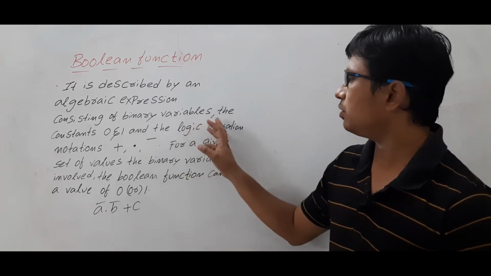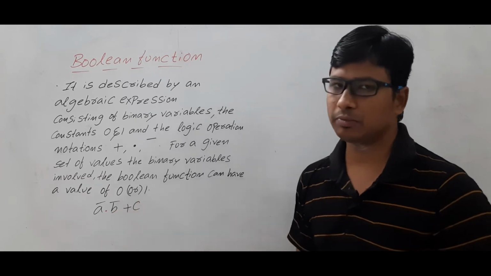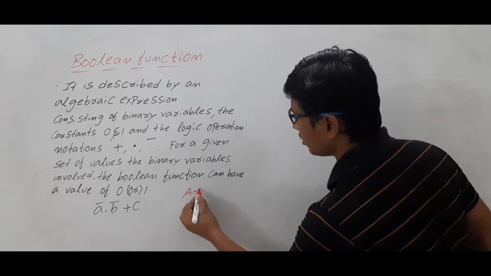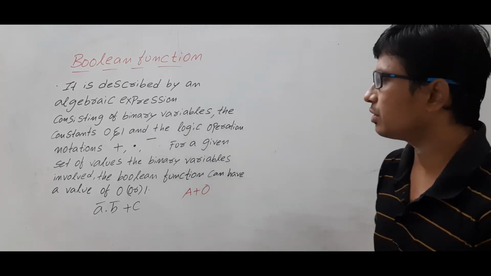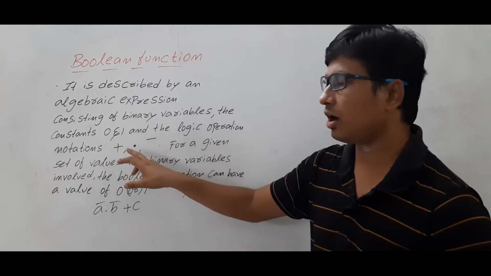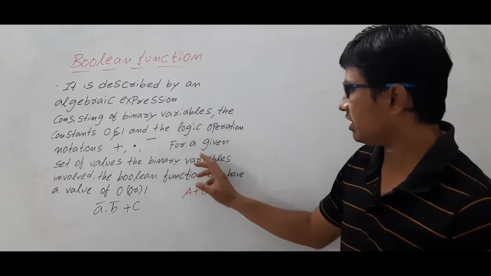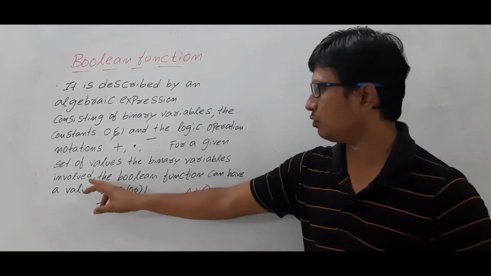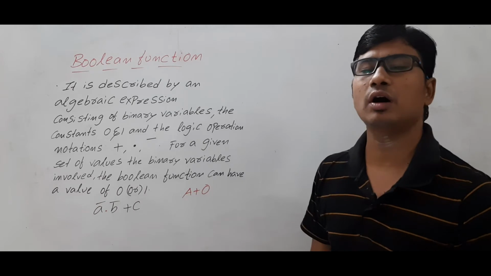Now, the constant zeros and ones, we don't have any constant zeros and ones in this example, but you can consider it. Suppose I have taken a function called A or 0. It is also one function. And the logic operation notations such as OR, AND, NOT. NOT can even be called complement also. For a given set of values of the binary variables involved, the Boolean function can have a value 0 or 1.